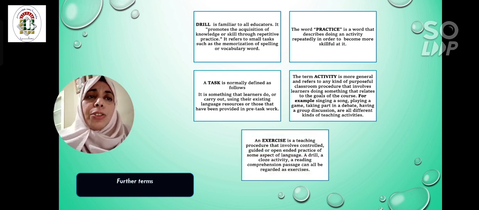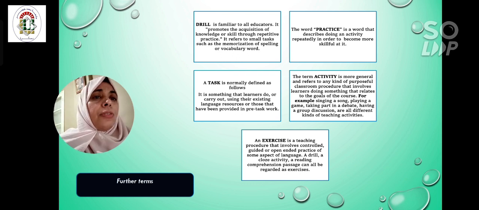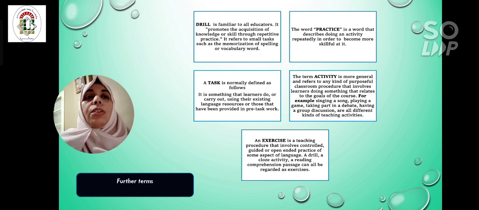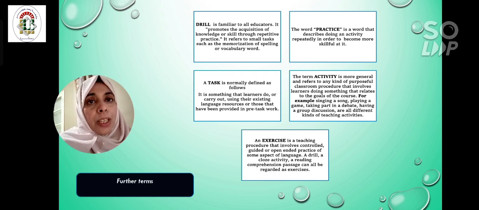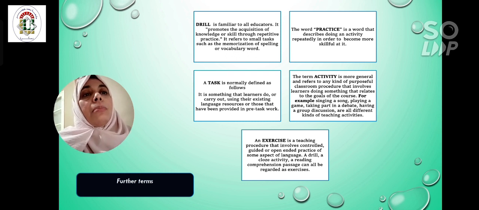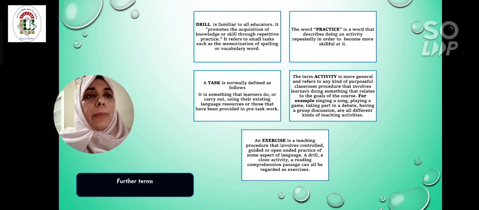Exercise is a teaching procedure that involves controlled, guided, or open-ended practice of some aspects of language. A drill, a closed activity, a reading comprehension passage can all be regarded as exercise. It is the non-stop work of the students where the teacher is the controller, the guide, the person who pursues the process of learning. So these are the main terms used in syllabus design, so we should know the differences between them in order to design well.